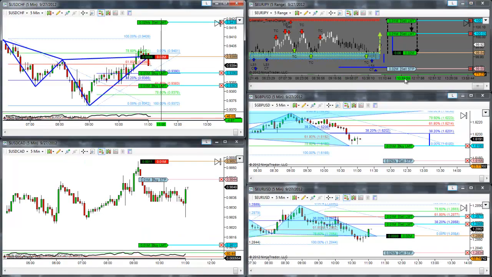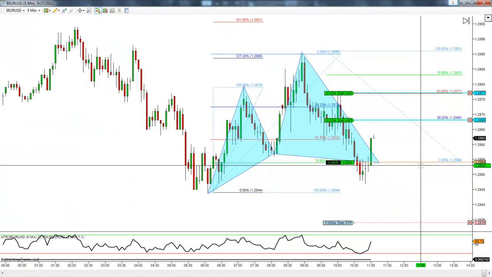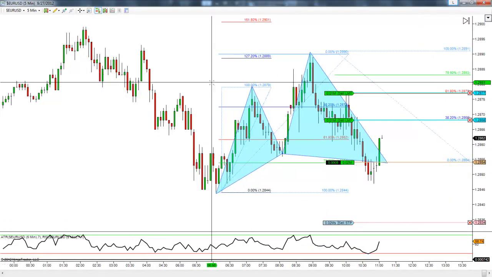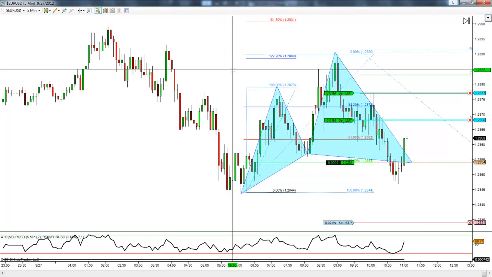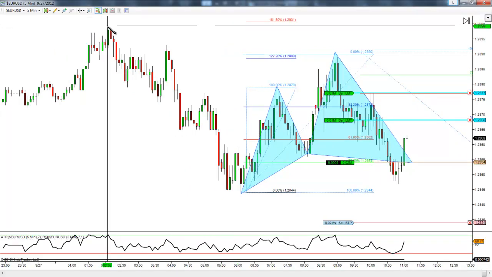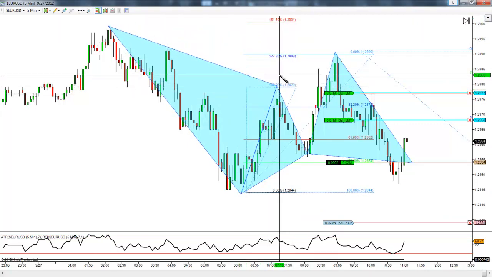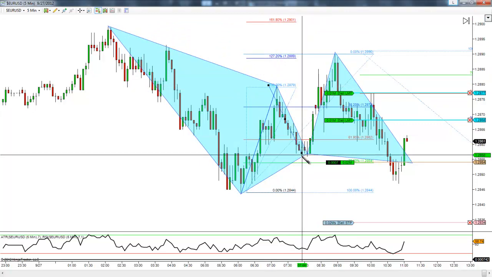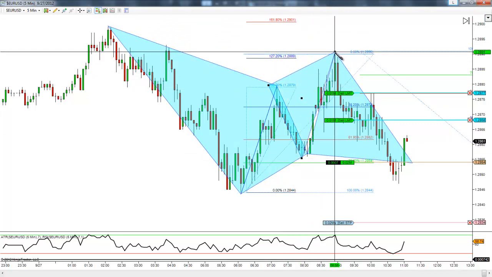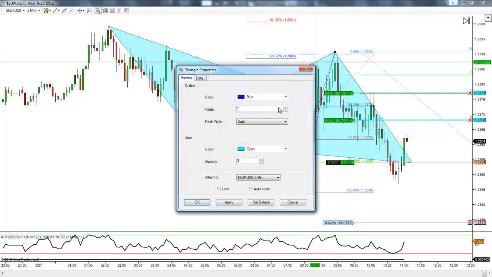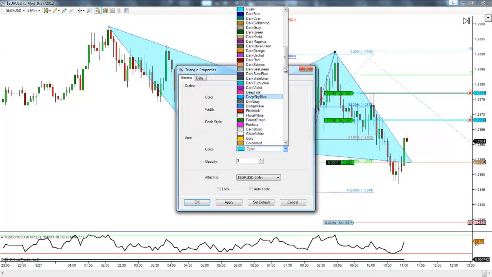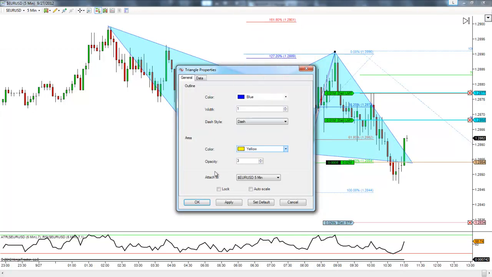Of course, if dollar Swiss is forming a cipher pattern, euro dollar is doing the same thing. We actually had a double move on euro dollar. Here's what we took earlier. Earlier in the session, we took a Gartley pattern, looking at X to A, A to B, B to C, C to D right up here. Make this a different color. Yellow is fine.